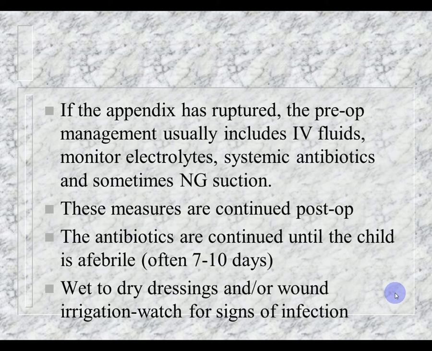Now, if the appendix happens to be ruptured, though, the pre- and post-op management is different. We're going to have IV fluids, correcting electrolyte imbalance. We're going to be giving antibiotics. So when I say antibiotics, I'm talking about the big dogs, meaning ampicillin, gentamicin, and clindamycin. And of course, if they're on gentamicin, they're going to have peaks and troughs, okay, because it can be toxic to the kidneys. Gentamicin can, as well as cause damage to the hearing. These measures are continued post-op as well.